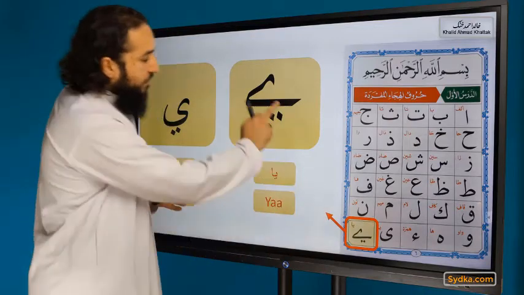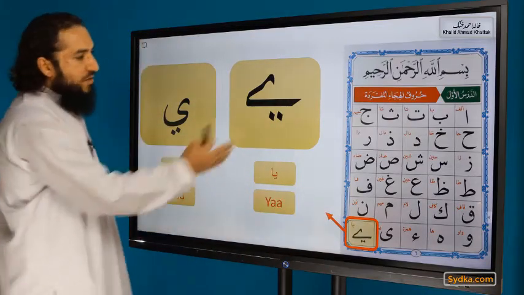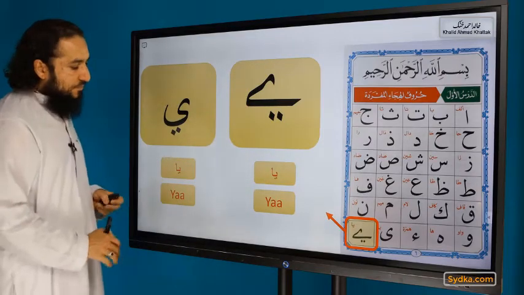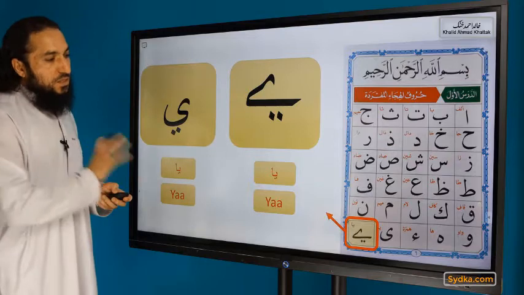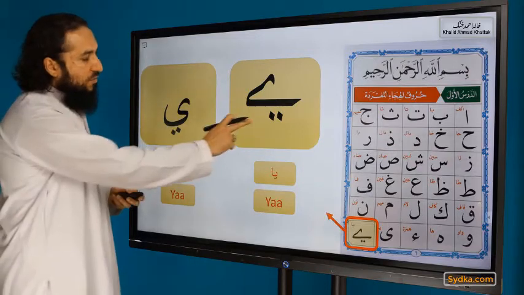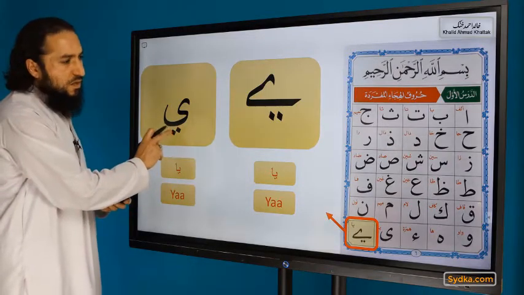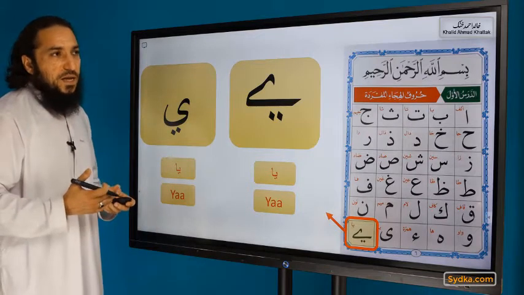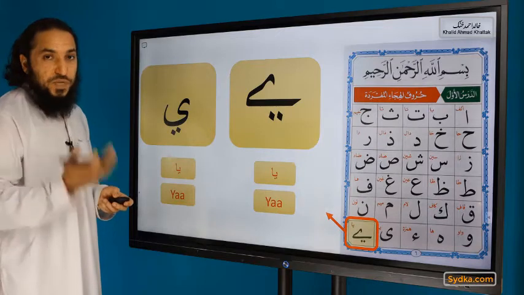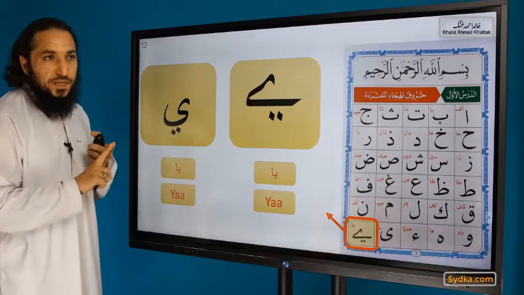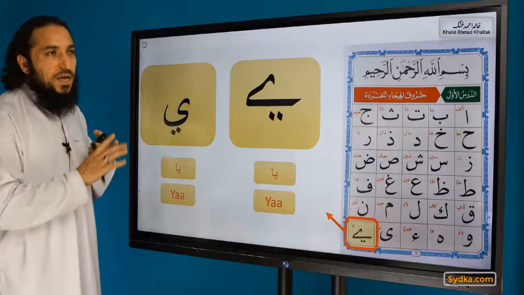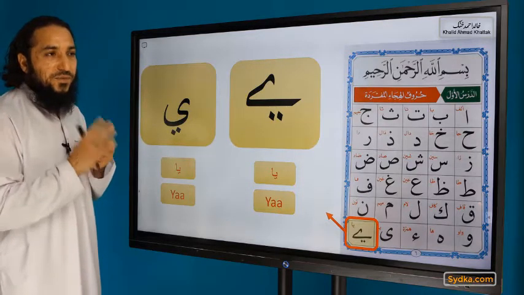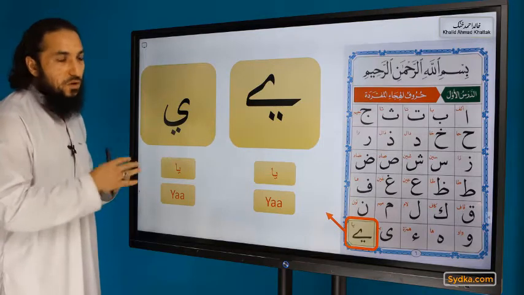And if you see here, you can see two different ways of writing it, so both are acceptable. Both are the same thing, but mainly you will see it written like this. It is pronounced as Ya, and there are two sounds. One, if it's a consonant, is the second part of "ee", and if it's a vowel, then it is "ee", the second part of "ee". It is one of the long vowels.